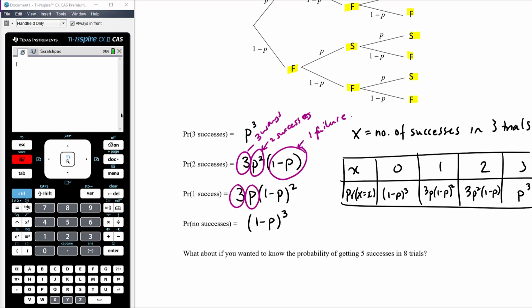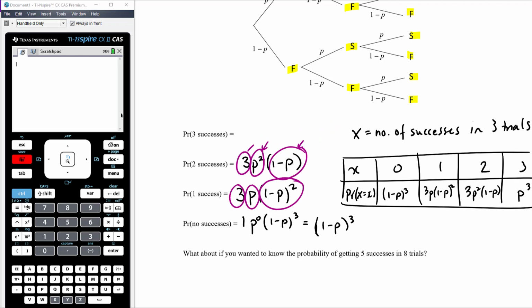1 success, so probability of success to the power of 1, and 2 failures, so probability of failure to the power of 2. This is just 1 way of doing it, and there are 3 successes. We could also extend this. If we follow the same logic, there's 1 way of doing it: we have no successes and 3 failures, which essentially just gives us (1 minus P) cubed. If we follow that same pattern in the top one, there's 1 way of doing it, we have 3 successes and no failures, and so we just get P cubed.